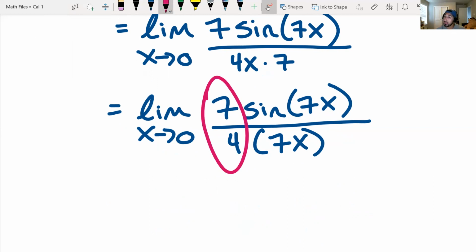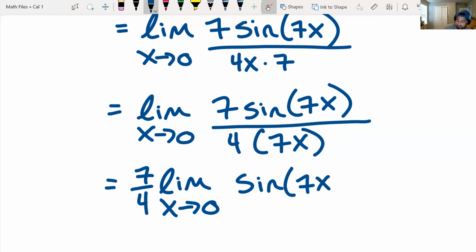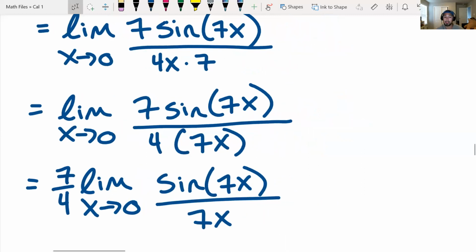7/4 is now my constant, is now my coefficient, which means 7/4 can be moved to the front of the limit. So I can rewrite this as 7/4 times the limit as x approaches 0 of the sine of 7x over 7x. Which means, can we now use that limit property? Is this value of 7x the same as this value of 7x? And that answer is yes.